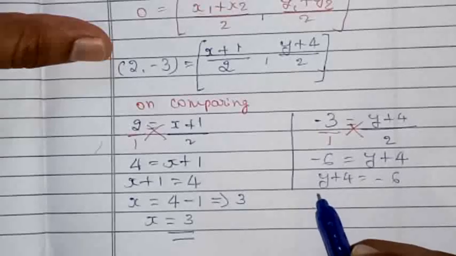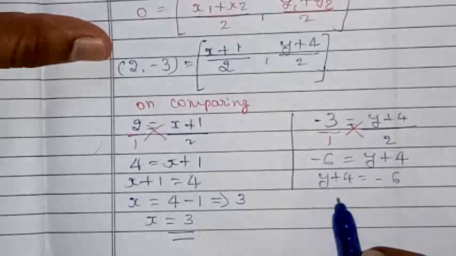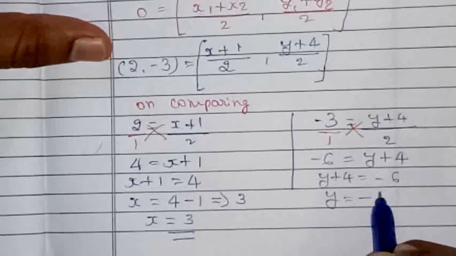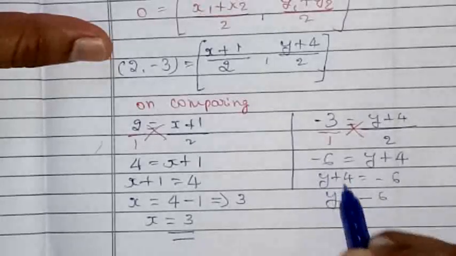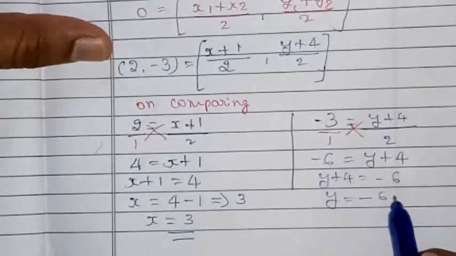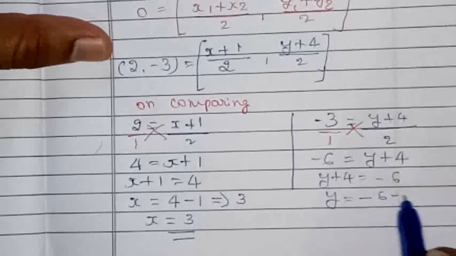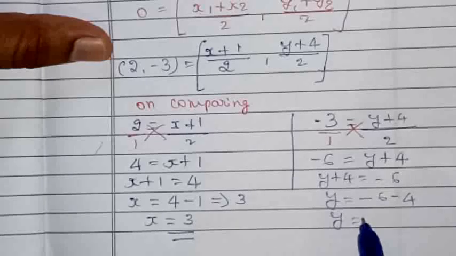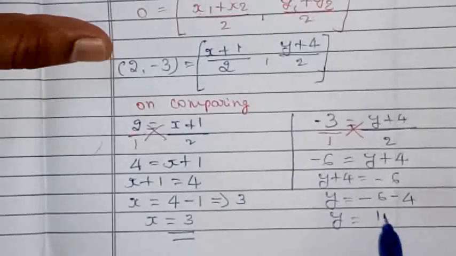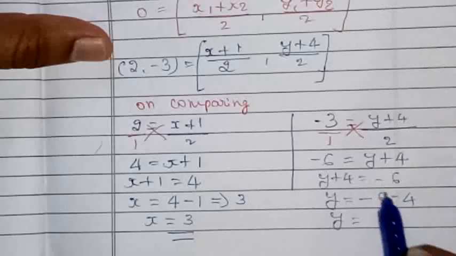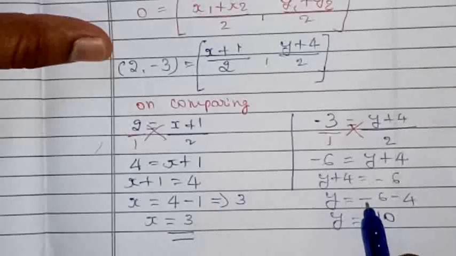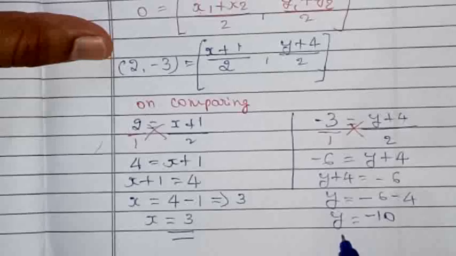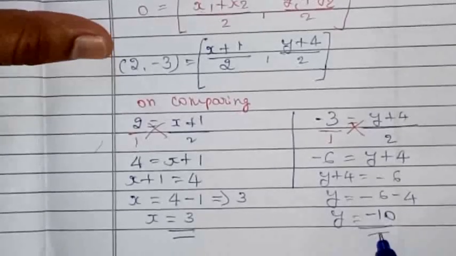Now send the 4 to the right hand side. So y is equals to minus 6 as usual. If you send plus 4 to the right hand side, it will become minus 4. So therefore minus into minus will be plus, so that means you need to add. So add 6 plus 4 is 10. Also the sign of the biggest number is 6 and the sign is minus, so therefore minus 10. So what is the y value? Y value is minus 10.